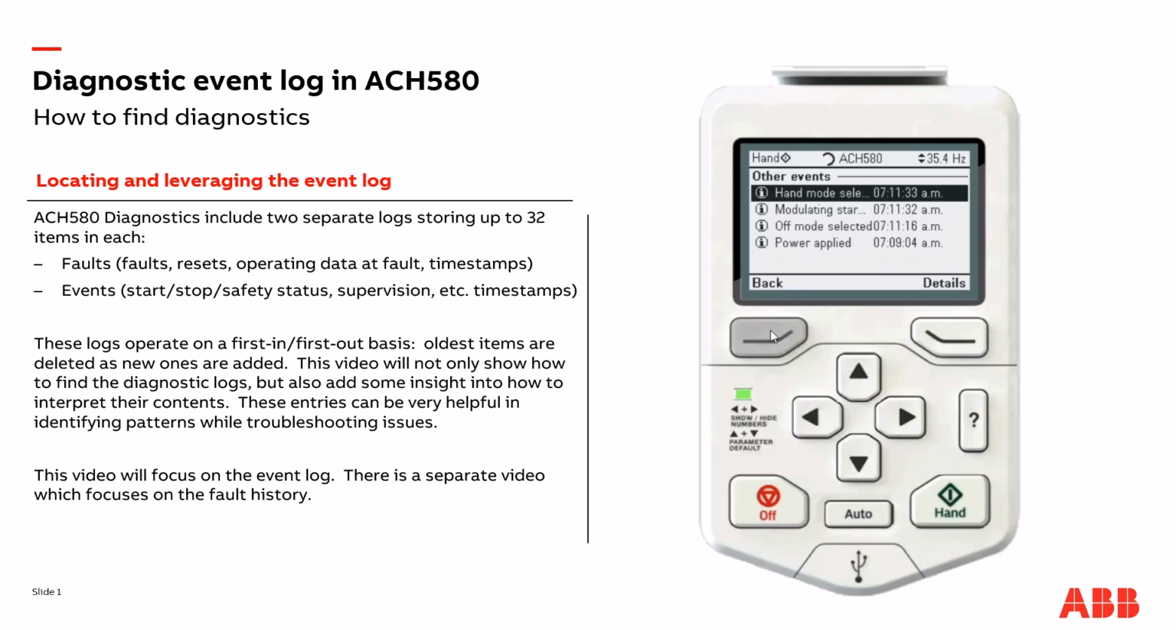So let's go back out, and now we'll transition to auto. And of course, I don't have a run command active at this moment, so it's a simple transition from hand to auto. Modulating stops, and we see now that we're in auto mode. And we'll back out.